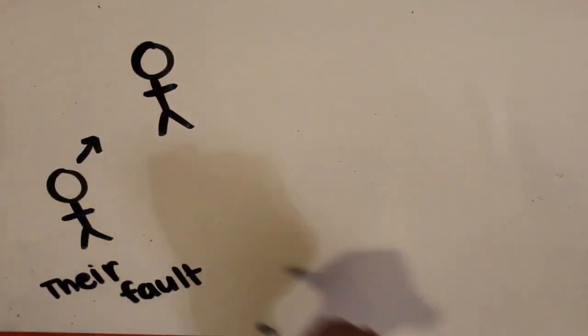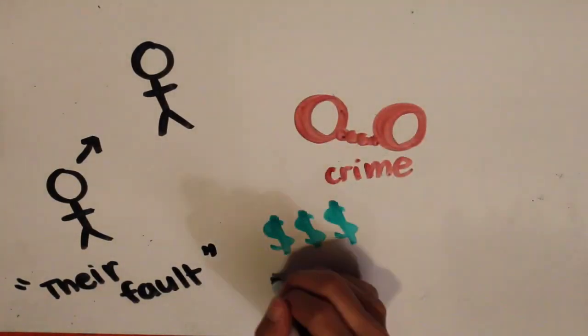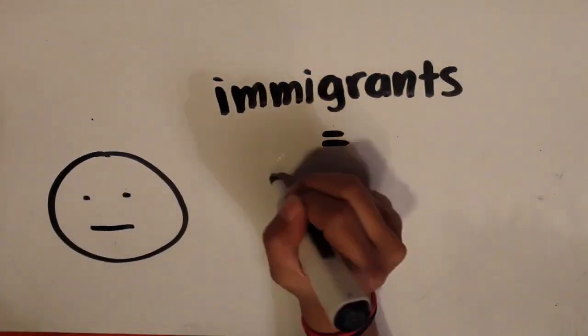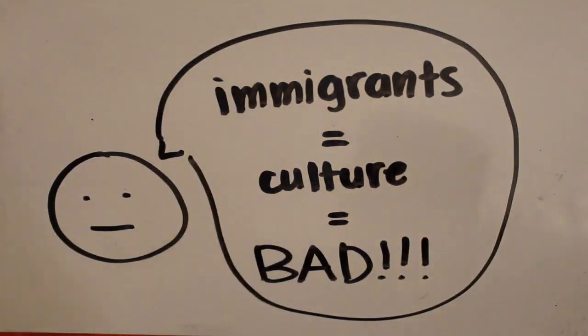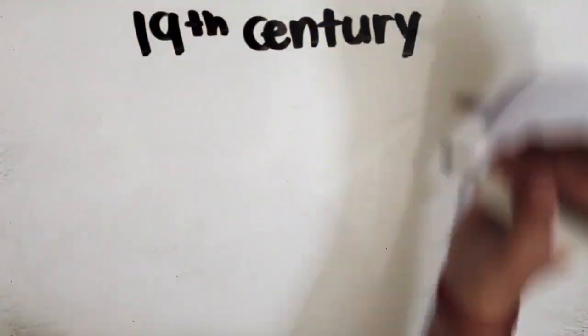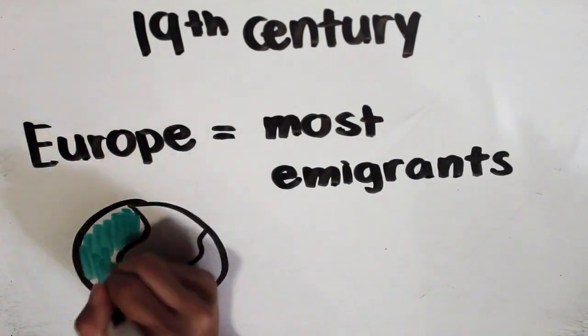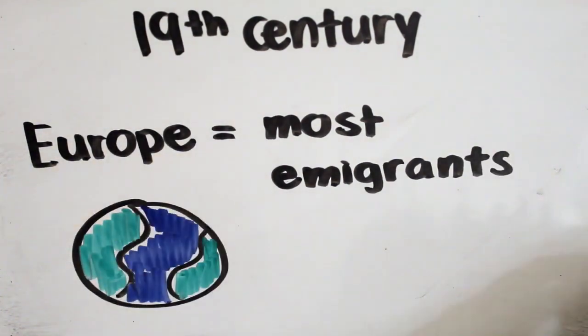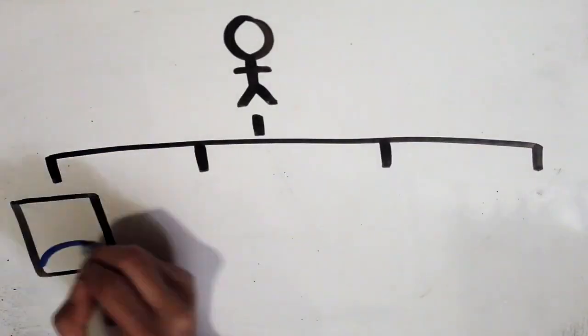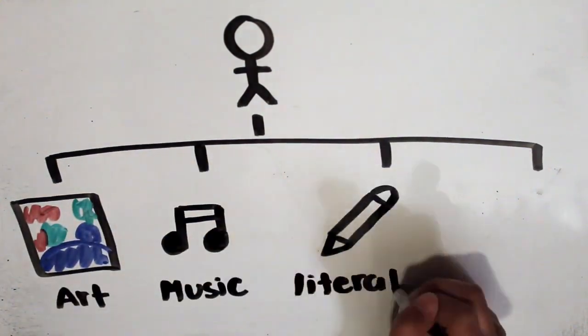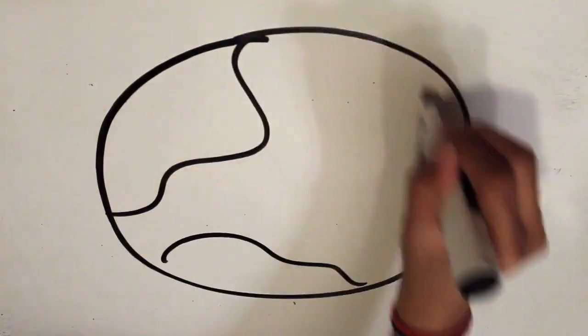People against immigrants blame them for crime, unemployment, and high welfare costs. Some believe that cultural traditions are threatened by immigrants because of their culture. Europe was the source of the most immigrants in the world in the 19th century. Most people in Europe are Christians. As they migrate, their art, music, literature, and philosophy spread throughout the world.